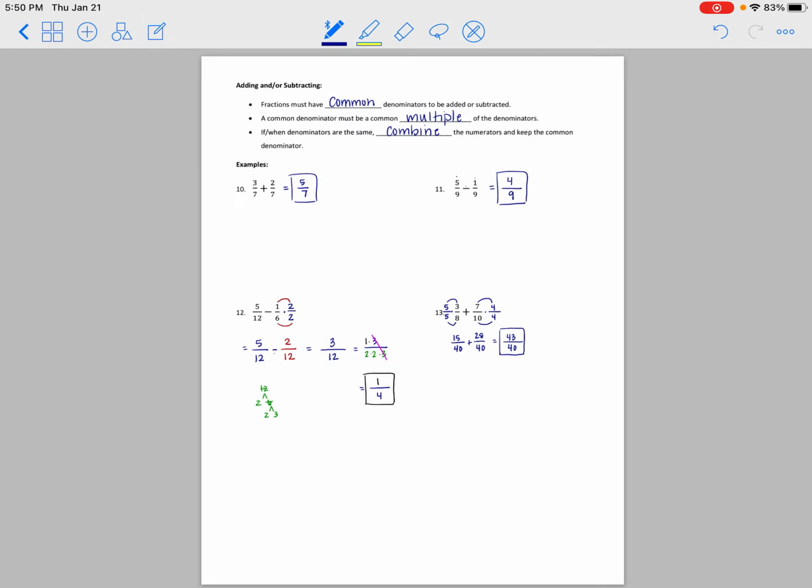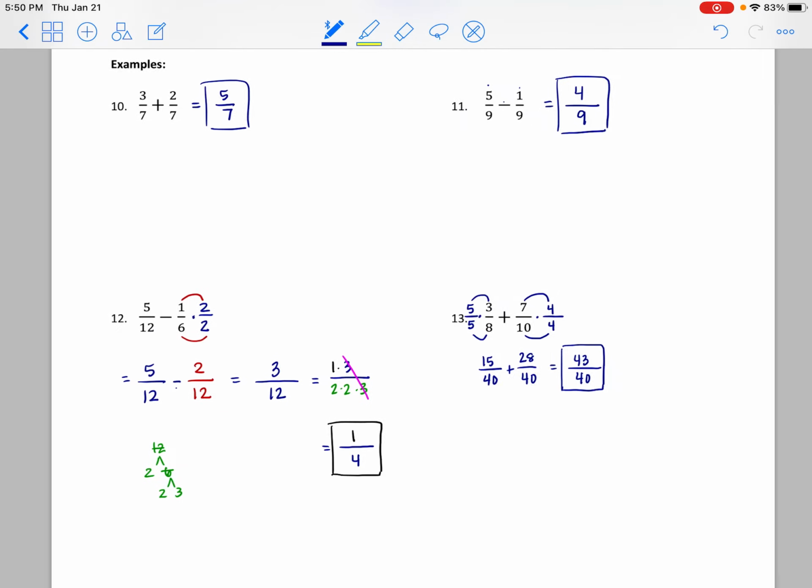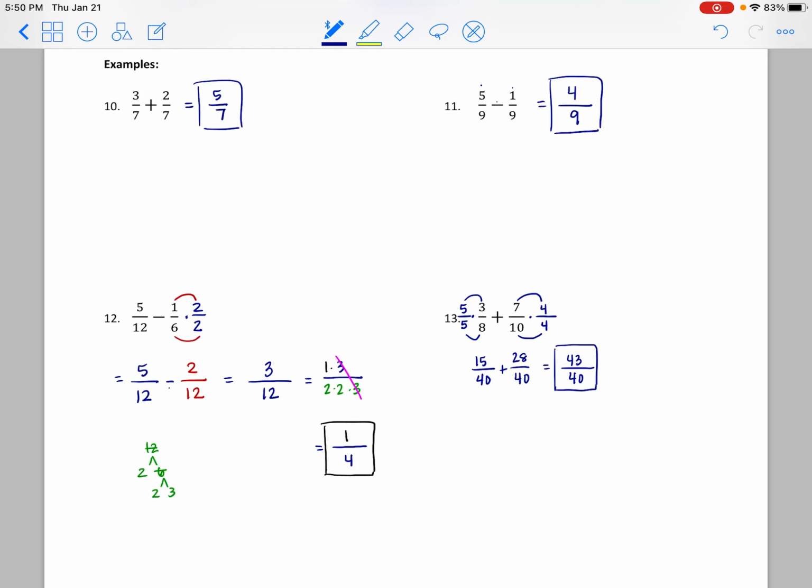All right, I think that's it, guys. So hopefully you got a good little refresher on how to reduce, add, subtract, multiply, and divide fractions, and how to make factor trees.